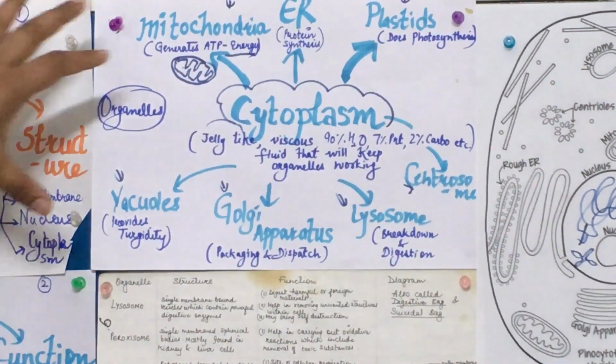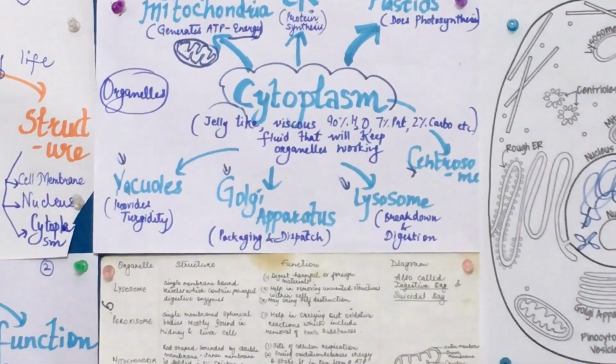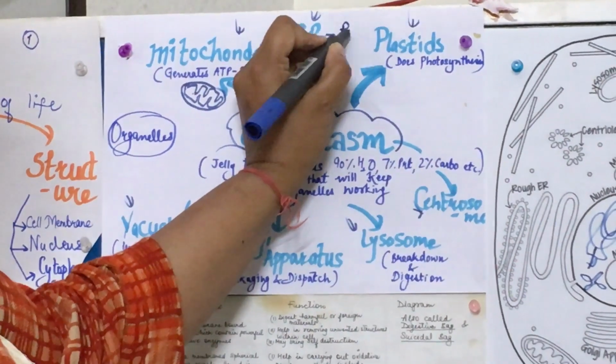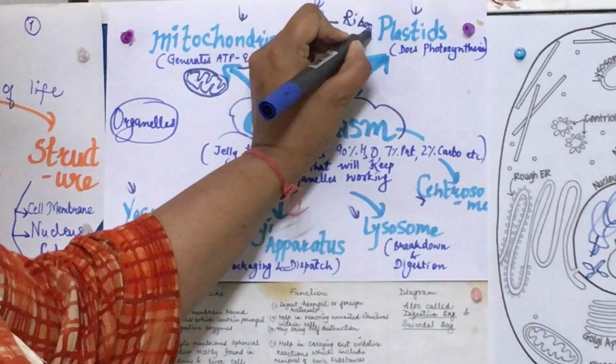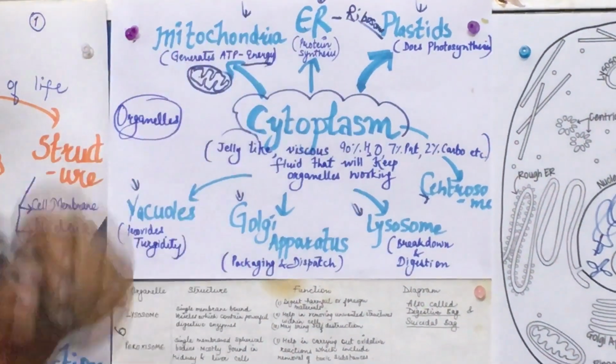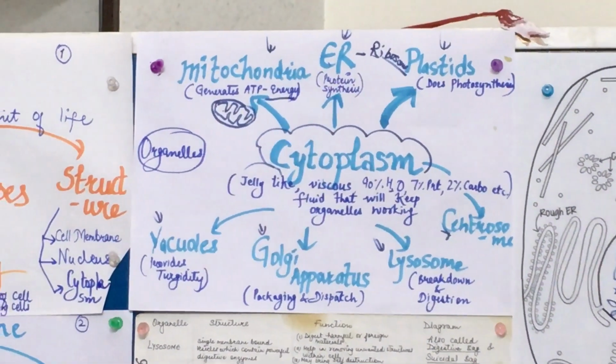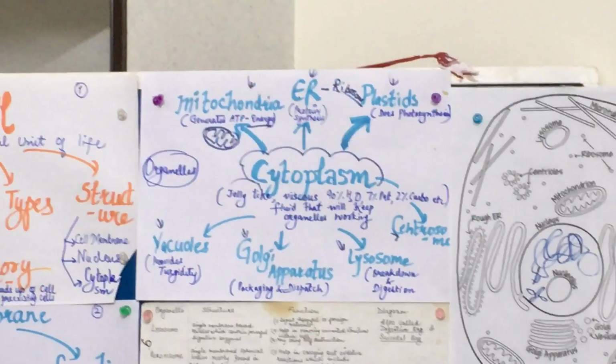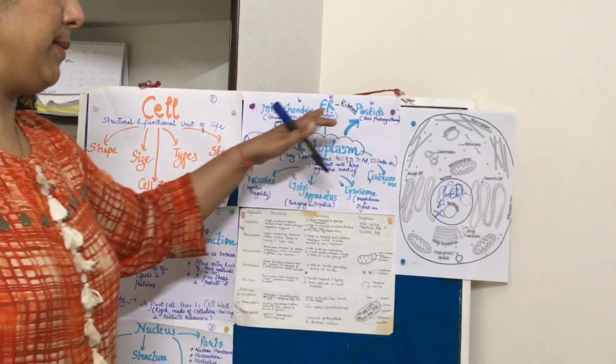Let's move on to a very important thing, the endoplasmic reticulum. Depending upon the ribosomes present, the endoplasmic reticulum may be smooth or rough. If ribosomes are present, it is rough endoplasmic reticulum. If they are not present, it is smooth endoplasmic reticulum.